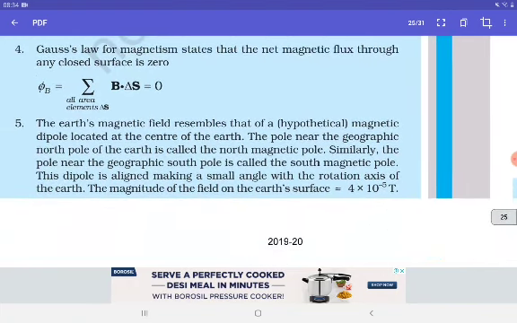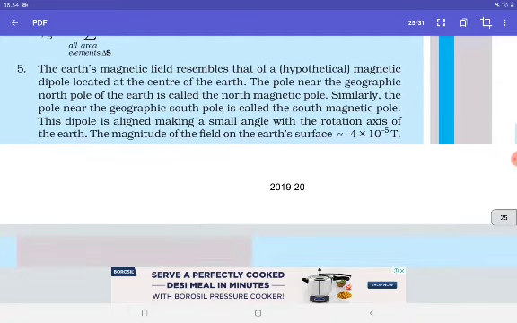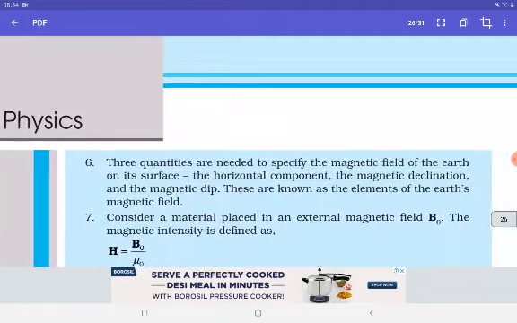The Earth's magnetic field resembles that of a hypothetical magnetic dipole located at the center of the Earth. The pole near the geographic north pole of the Earth is called the north magnetic pole, and similarly the pole near the geographic south pole is called the south magnetic pole. This dipole is aligned making a small angle with the rotation axis of the Earth. The magnitude of the field on the Earth's surface is 4 into 10 raised to minus 5 Tesla.